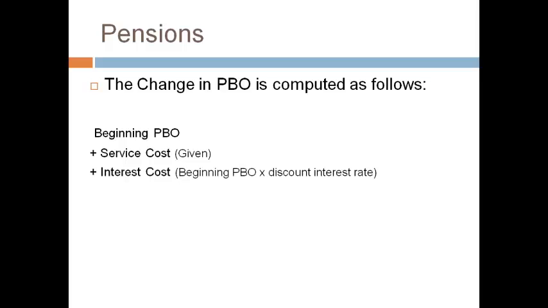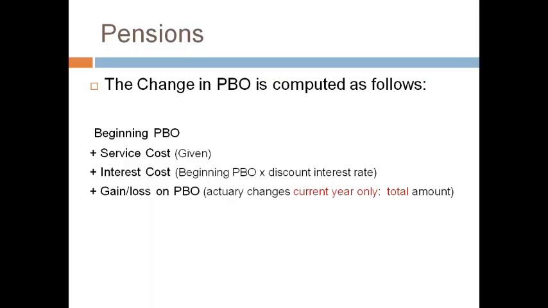Interest is added to the obligation, since the obligation begins without interest at the present value. As time passes, interest must be added. Interest is computed as the PBO at the beginning of the year multiplied by the discount rate.